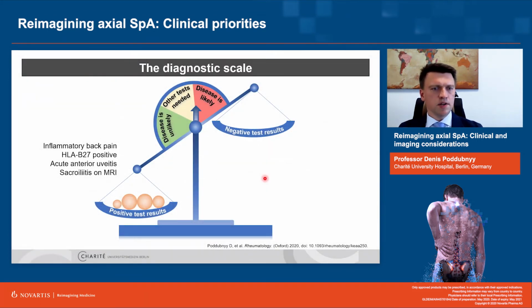So in this situation, we have several positive test results, and one of them is a positive sacroiliitis on MRI. Negative test results, only no radiographic sacroiliitis, no elevated CRP, but in this situation, positive test results have clear bigger weight.